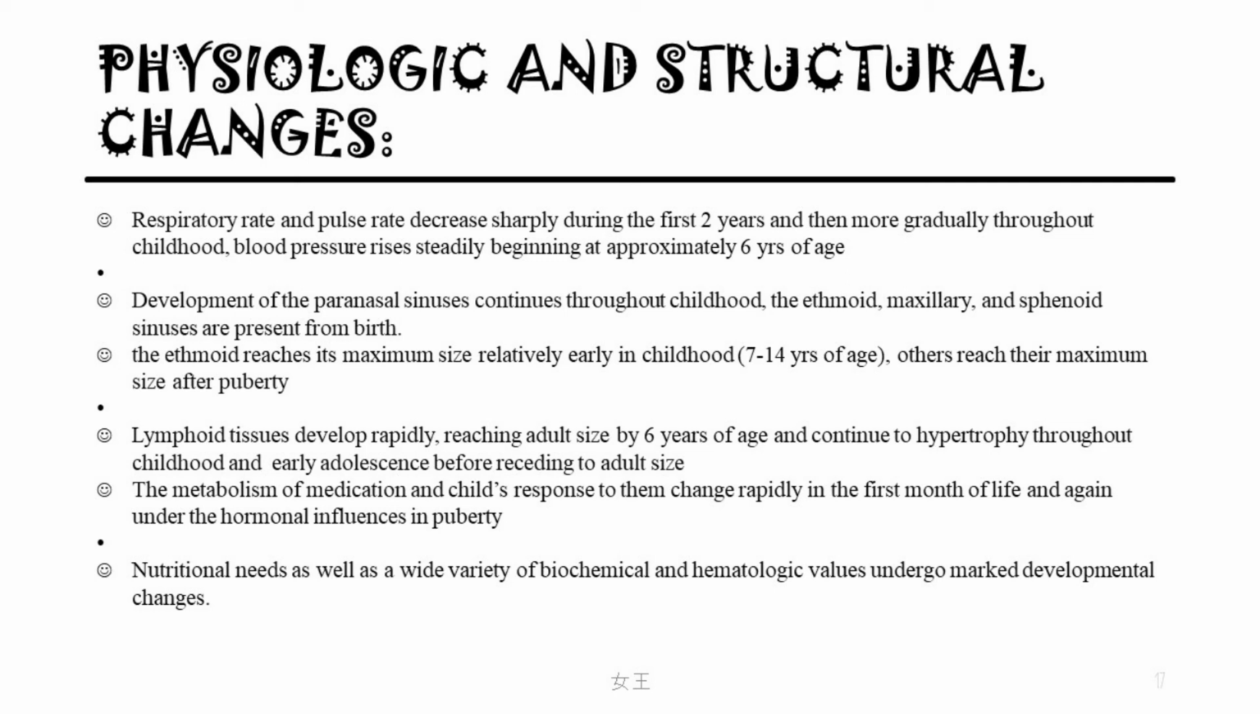Lymphoid tissues develop rapidly, reaching adult size by 6 years of age and continue to hypertrophy throughout childhood and early adolescence before receding to adult size. The metabolism of medication and the child's response to them change rapidly in the first month of life and again under the hormonal influences in puberty. Nutritional needs as well as a wide variety of biochemical and hematologic values undergo marked developmental changes.